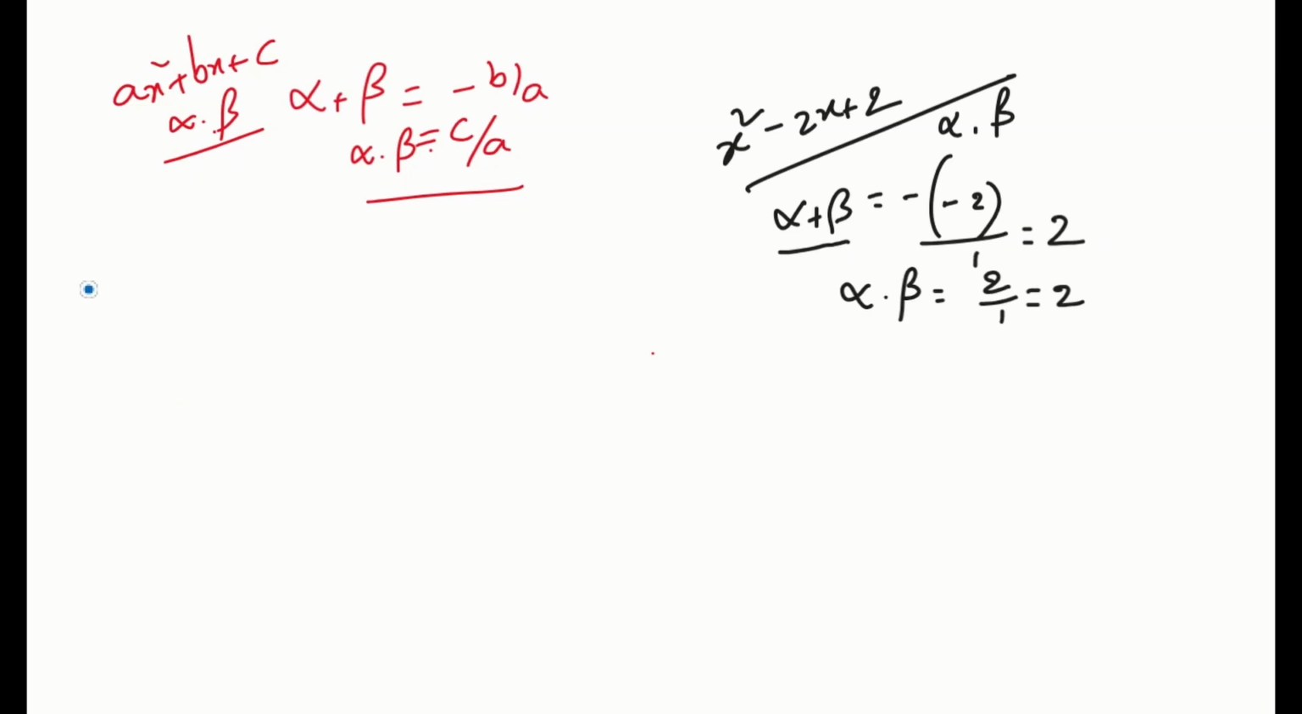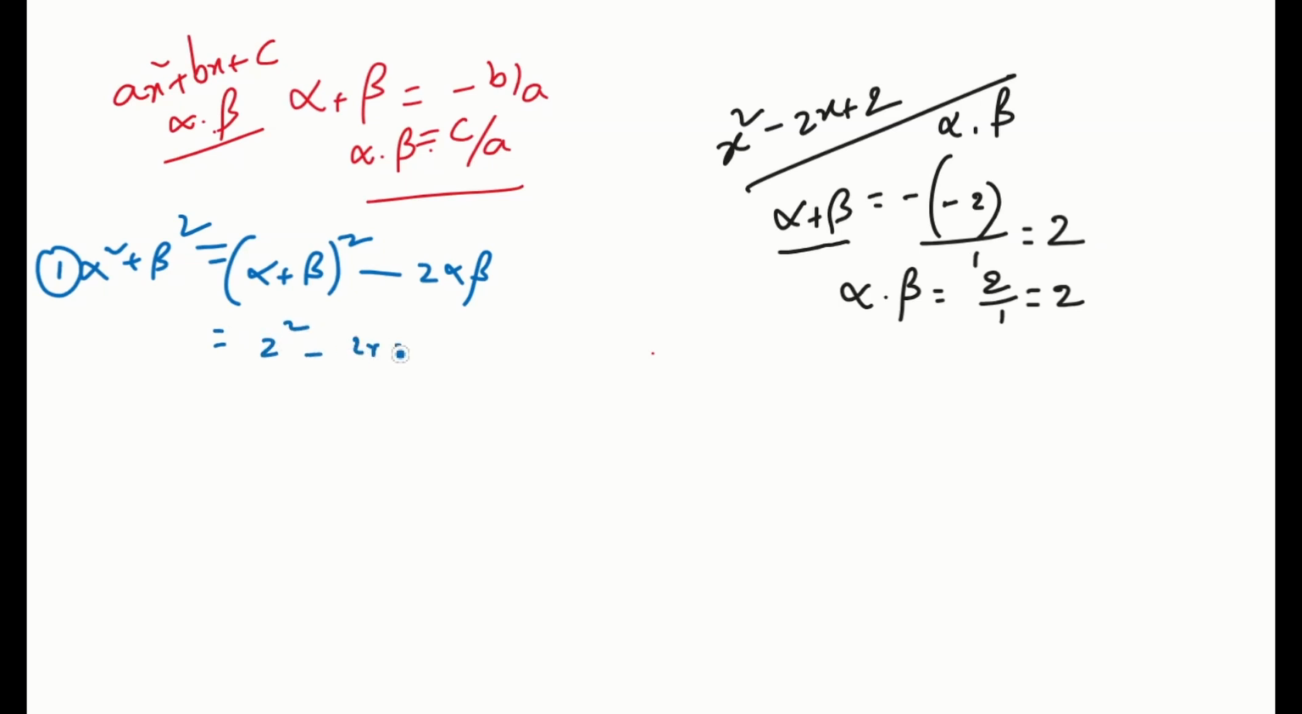Alpha square plus beta square. How do we get this one? Alpha plus beta whole square minus 2 alpha beta. Something like a plus b whole square minus 2ab gives a square plus b square, right? So alpha plus beta is 2, so 2 square minus 2 into 2, that's 4 minus 4 equals 0.